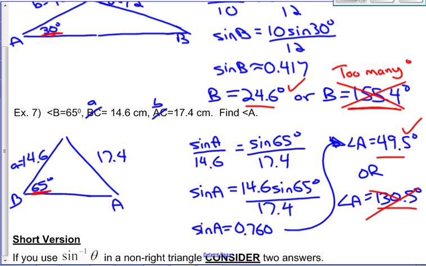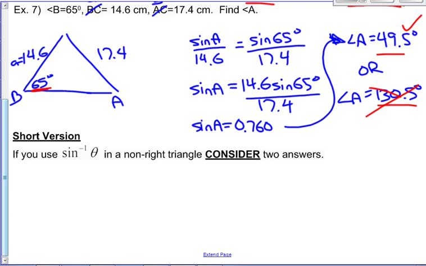Once you've determined the number of solutions in the different cases, you might be asked to solve the entire triangle, and that would just be using sine or cosine to find the remaining side, and using the fact that the angles add up to 180 to find the missing angle. So the short version is, if you use inverse sine in a non-right triangle, consider two answers, and then scratch the ones out that take you beyond 180. There are other analytic approaches that are great as well. This is the one I prefer.